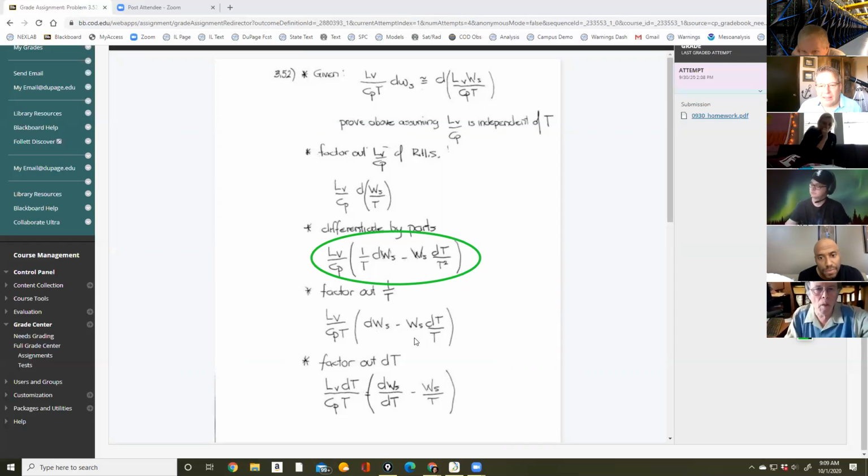Okay, then let's see what you did next. I factored out a dT, and if I didn't have the hint that the book gave me, I probably would not have done that. When I initially looked at it, I scratched my head. But once they gave me the hint, I knew to get rid of it.